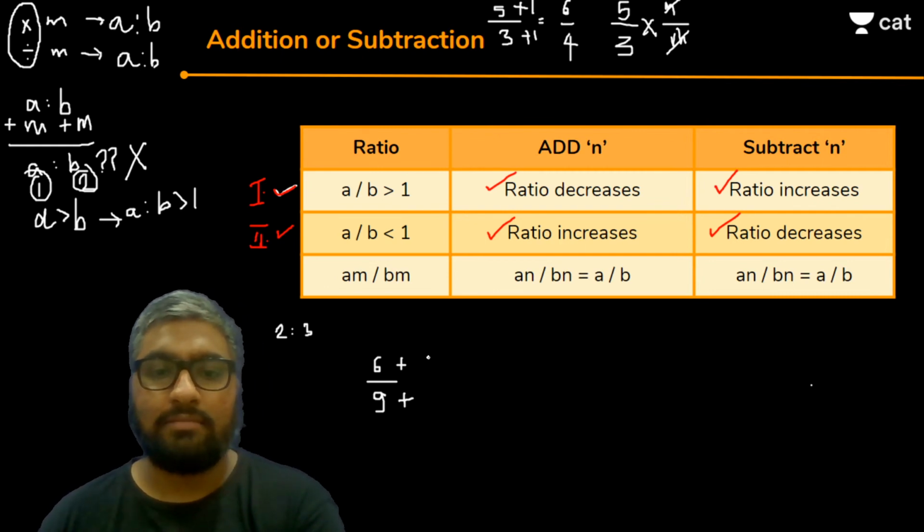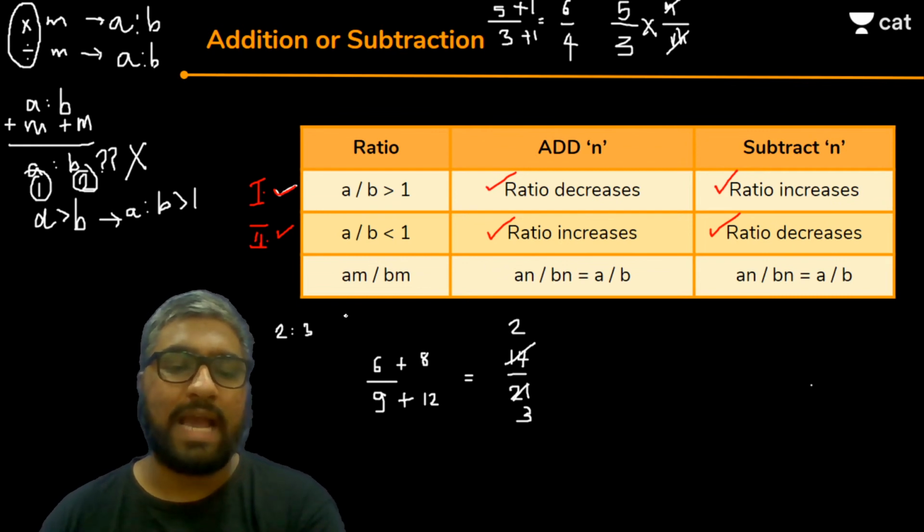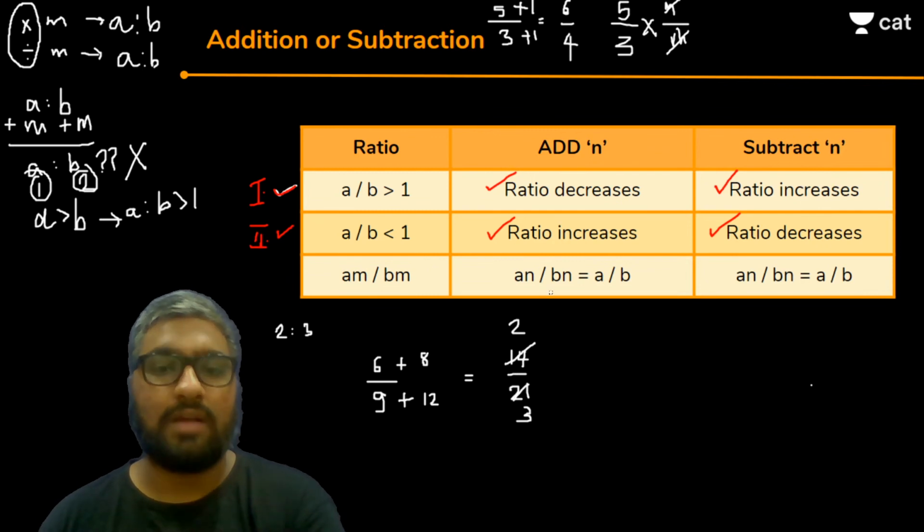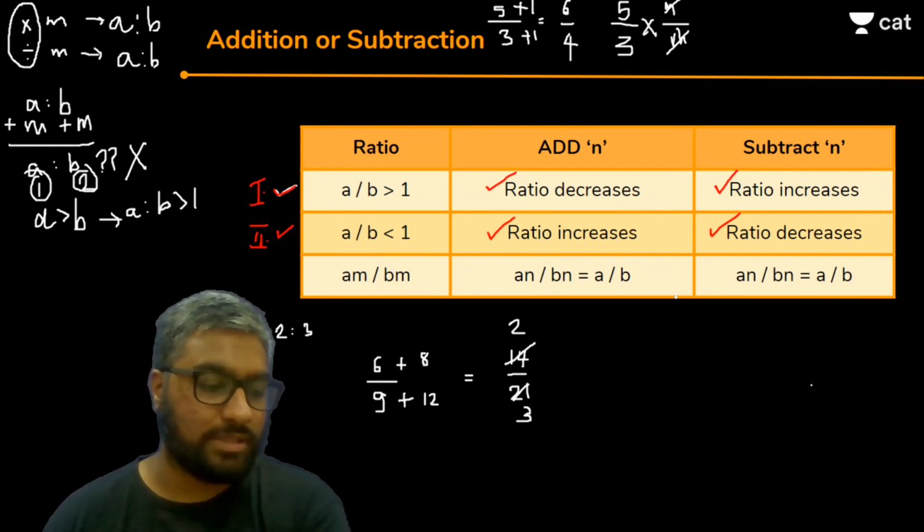Let's say 8:12. Do you see how this is in the ratio 2:3? What is the final outcome? 6 plus 8, 14. 9 plus 12, 21. Cancel out with 7. What do you get? 2:3. So what's the idea here? If there are two numbers in a ratio, and if another ratio is added which is proportional to it, A is to B, A is to B, then the resultant will also be A is to B.